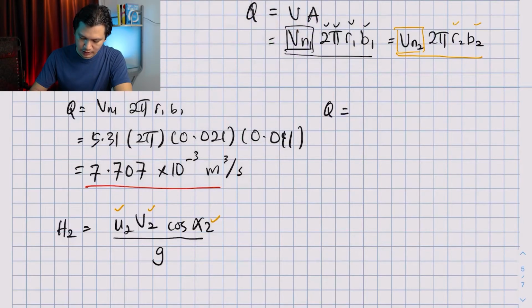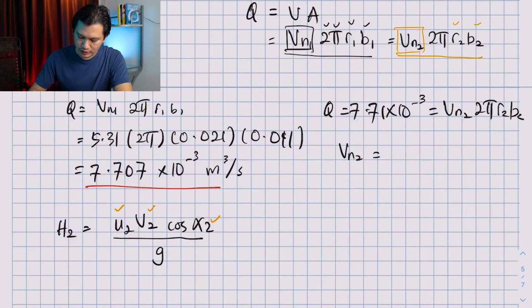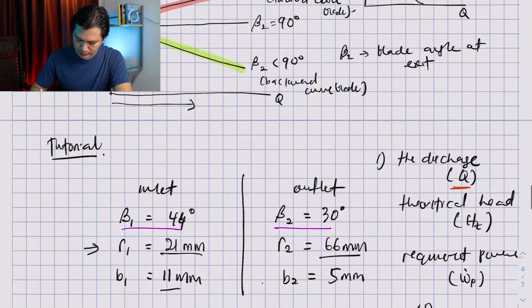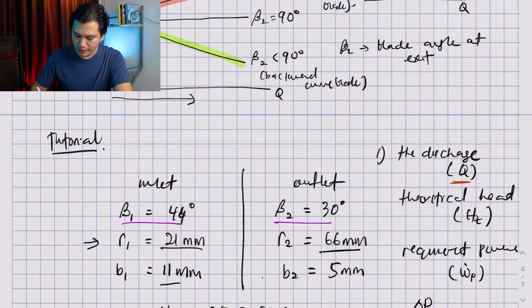So Q, 7.71 times 10 to the power of minus 3, is equal to Vn2 times 2 pi R2 B2. Okay, so Vn2 is 7.71 times 10 to the power of minus 3 divided by 2 pi. R2 is 66 millimeter and B2 is 5 millimeter.